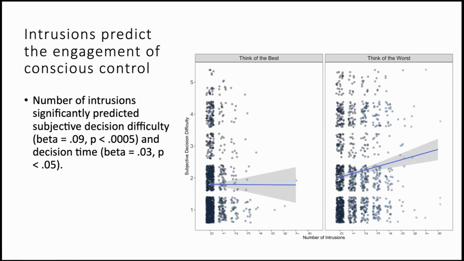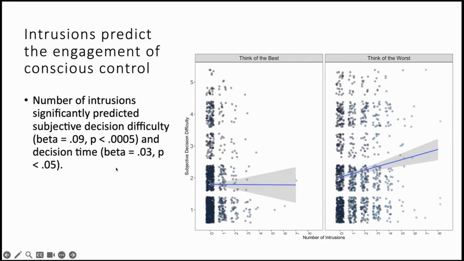Right. So if you're asked to think of a meal that you would least like to have for dinner, the number of intrusions that you have, where you're thinking of good foods rather than bad foods, is significantly related to how difficult you think that decision problem is.